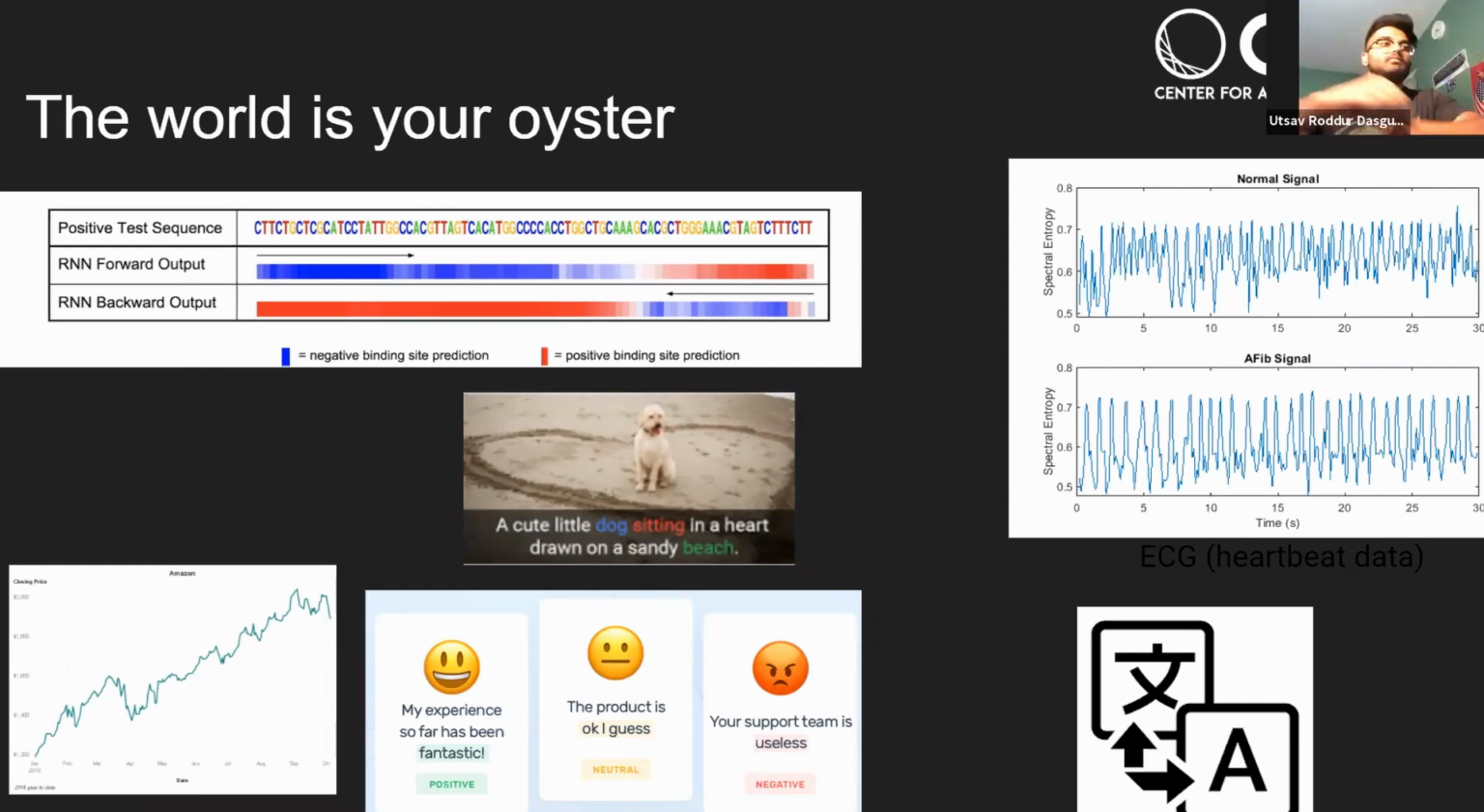But just to bring everything back together, there are all sorts of different forms of data that we see in everyday life that would fall under this category of sequential data. Just to recap: genetic information, heartbeat data, anything related to time or time series data, like the price of a stock over time, sentiment analysis, image captioning, machine translation like Google Translate. These are all great use cases for recurrent neural networks.